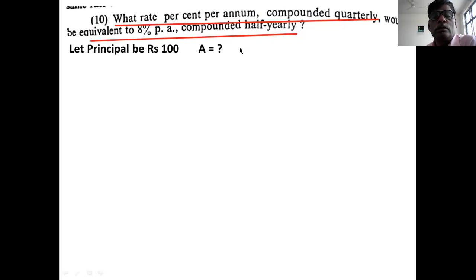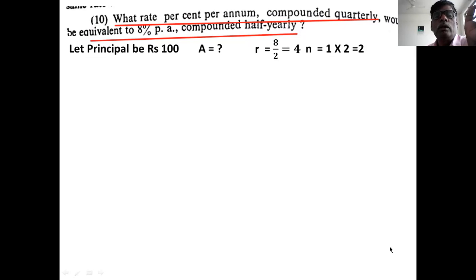Then the rate of interest is 8%. You see here, rate is 8. There are 2 half years in a year, so you divide by 2. The converted rate is 4% for half year. Then N you calculate. N is equal to 1 year. In 1 year, there are 2 half years. Therefore, multiply by 2. So N is equal to 2.